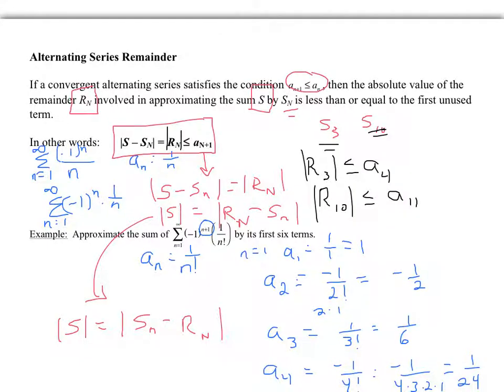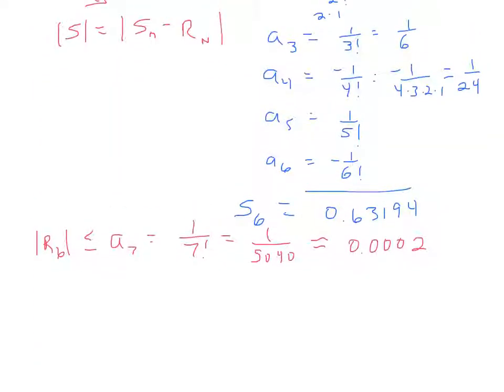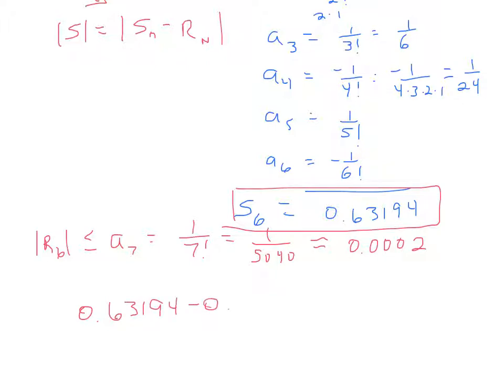All right, so let's go back down here. Let's take our partial sum here, 0.63194, and I'm going to subtract 0.0002. This is going to be one of the bounds of my sum. This will make it smaller, so this is the smallest that the sum could be of this particular series.